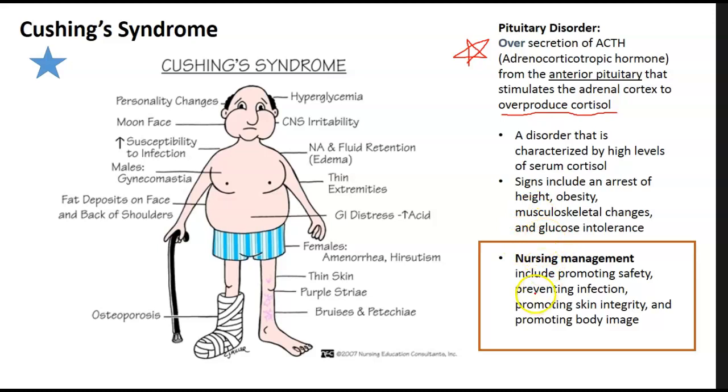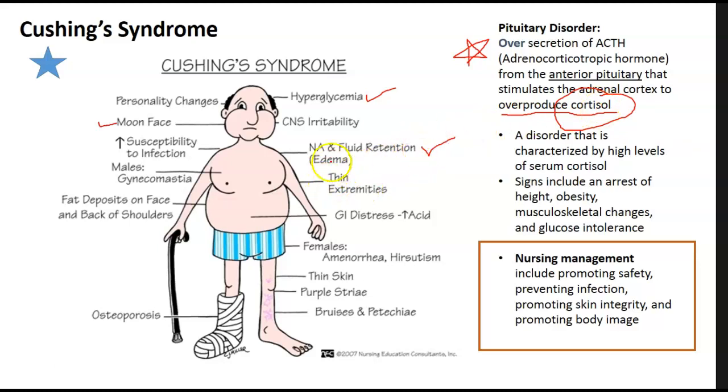As a nurse, you need to promote safety, help prevent infection, watch a person's skin integrity, and a lot of times these people are not going to be very happy with their physical appearance, especially if they've had Cushing's for a long time. So some things you may see. Descriptors: moon face. They're usually at a higher risk of having hyperglycemia, because remember, cortisol inhibits, doesn't really allow insulin to do its job, but it also stimulates the liver to create more glucose.